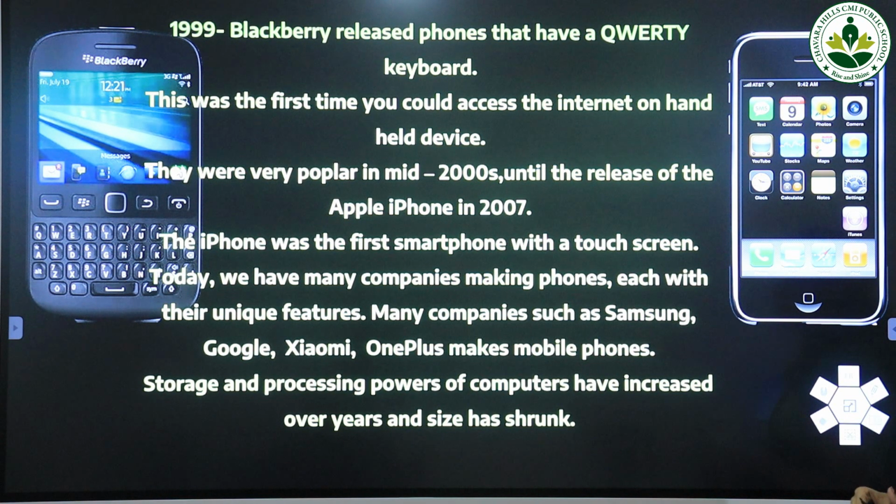Today we have companies making phones, each with their unique features. Many companies such as Samsung, Google, OnePlus, etc. make mobile phones. You all know. The storage and processing power of computers have increased over the years and size has shrunk.